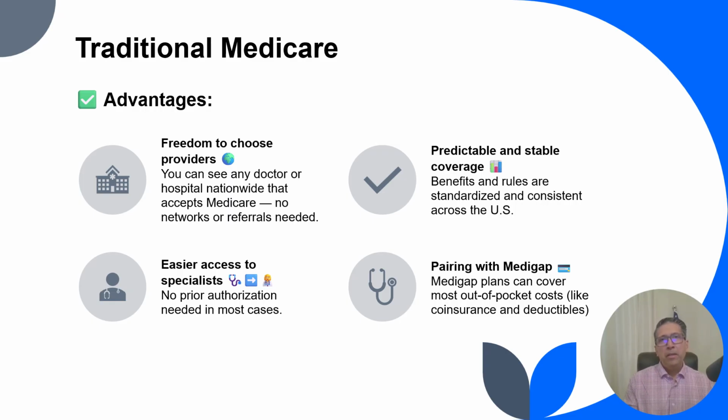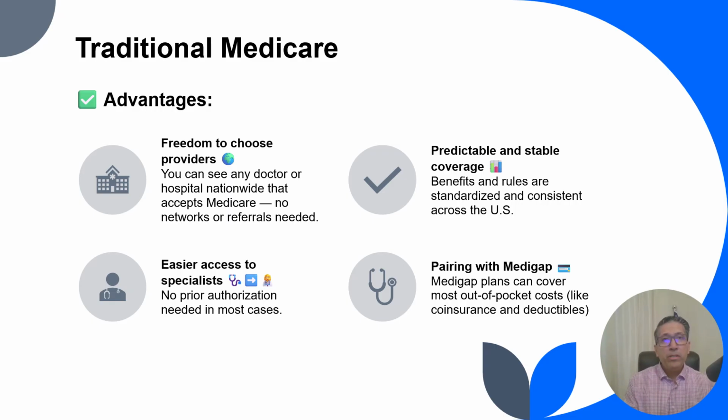It is predictable and stable coverage. Benefits and rules are standardized and consistent across the US. A hospital stay in New York will be covered the same way as a hospital stay in California. That's a big difference, right? We're talking about two different coasts here, right? So East Coast versus the West Coast.